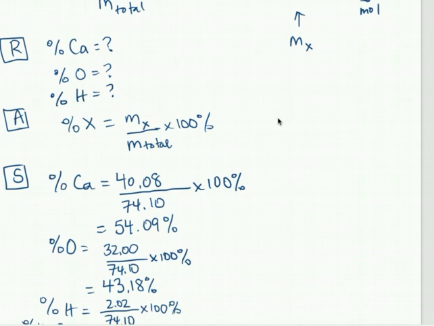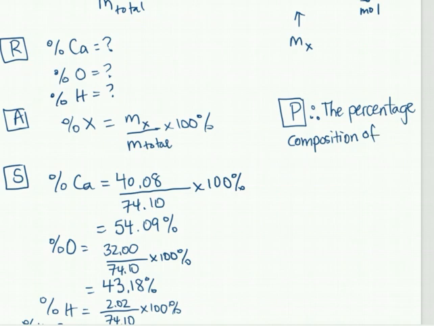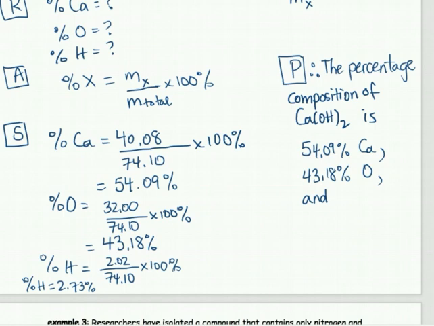Okay, so let's make our final statement here. So again, it said find the percent composition. So use that keyword, therefore the percent composition. I'm okay if you write percent composition or percentage composition of calcium hydroxide is, so we had 54.09% calcium, 43.18% oxygen, and 2.73% hydrogen.